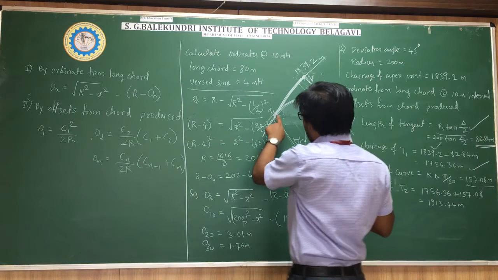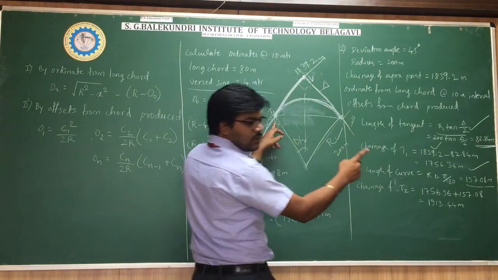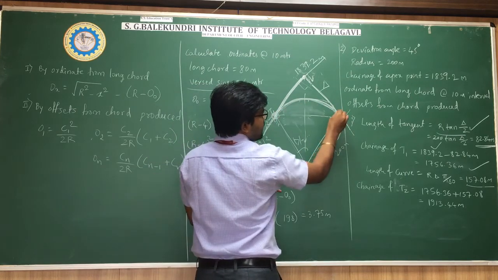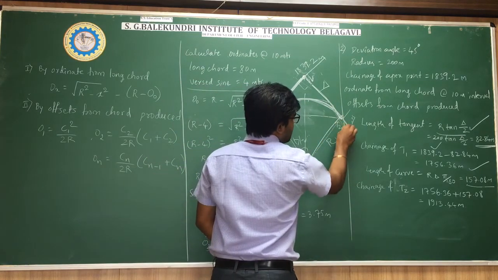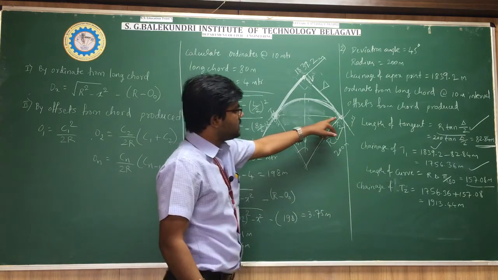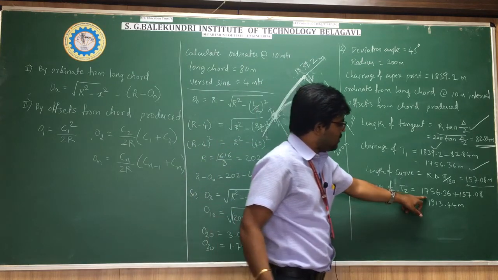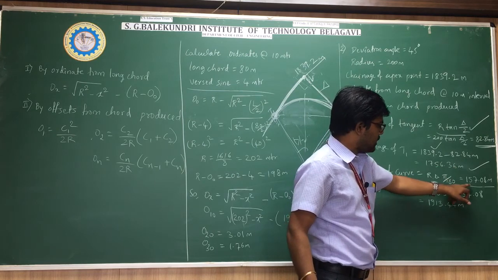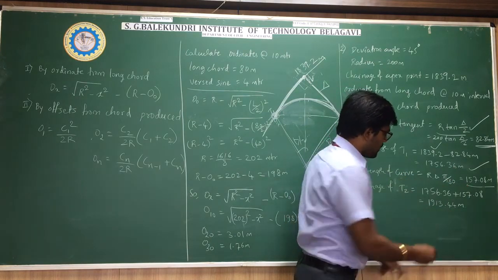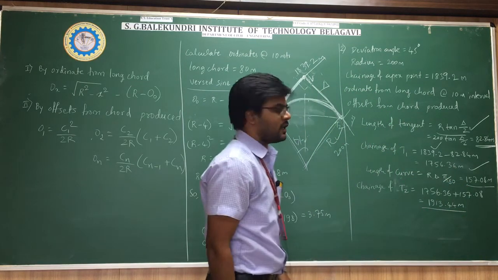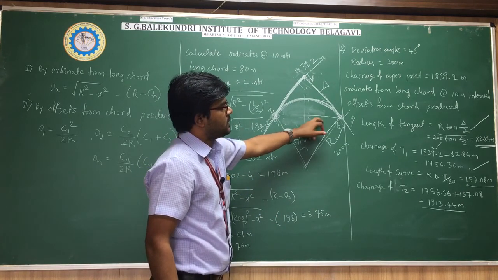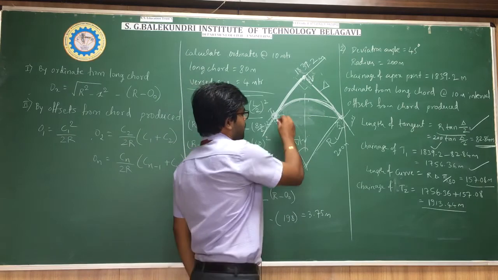So if I add 157.08 and the chainage of T1, I will come and reach here, that is T2. Chainage of T2 is 1756.36 plus length of curve, you will get this chainage of T2. Yes, chainage of T2.